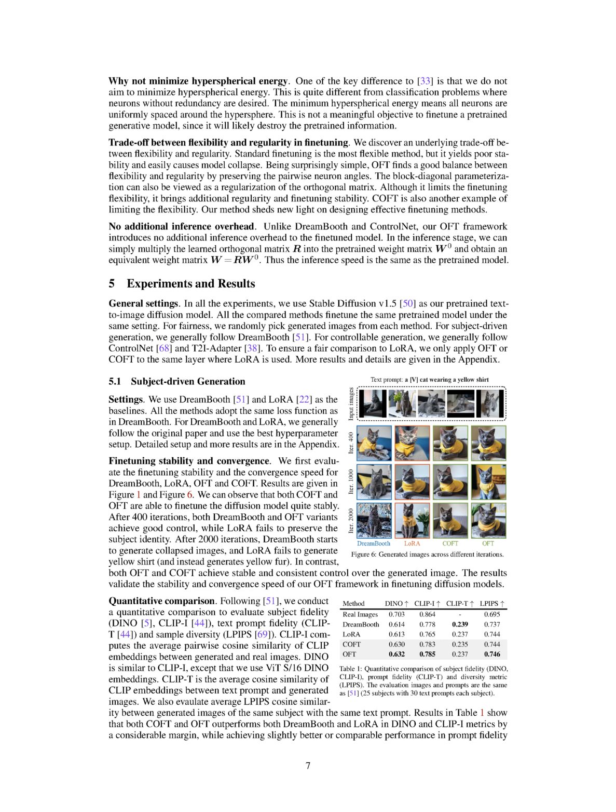CLIP-I and DINO calculate the average pairwise cosine similarity of the embeddings between the created and actual images. In DINO, we used VIT-S16 DINO embeddings instead of CLIP embeddings. CLIP-T measures the average cosine similarity between the text prompt and the produced images. LPIPS was used to determine the similarity between images generated from the same text prompt and subject.